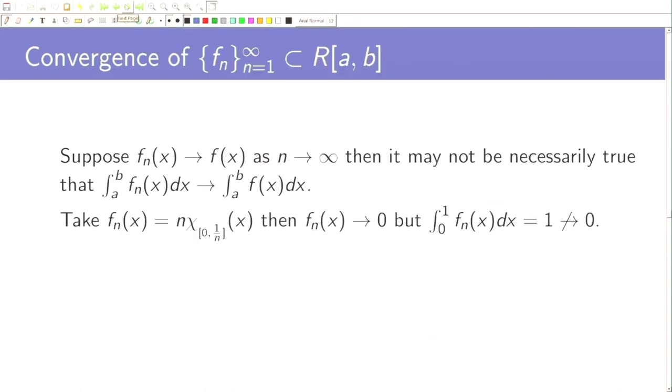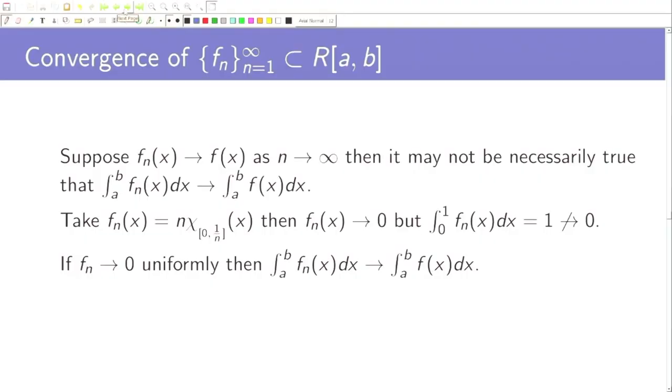Now, if I take the integral from 0 to 1 of f n x, this is going to be n into the integral from 0 to 1 by n of dx, which is equal to n into 1 by n, which is equal to 1. And now the integral of the 0 function, because f of x is 0 here, therefore, the integral from 0 to 1 of 0 dx is equal to 0, and this is 1, which does not converge. So, Riemann integration in principle does not really respect the pointwise convergence.